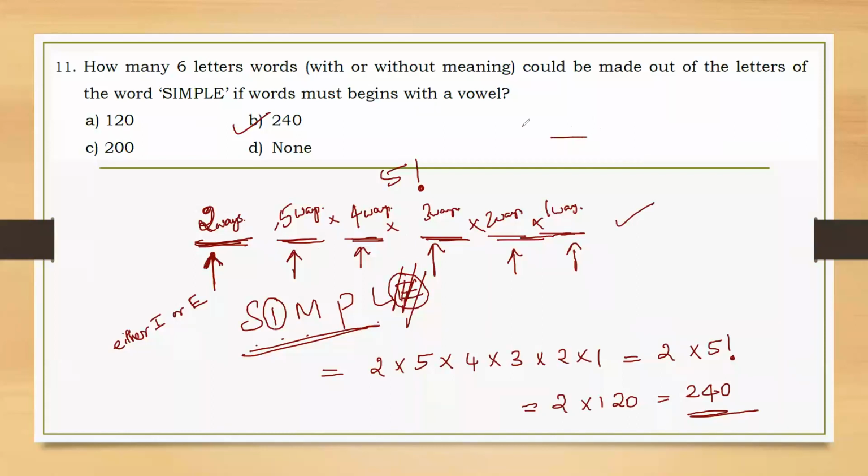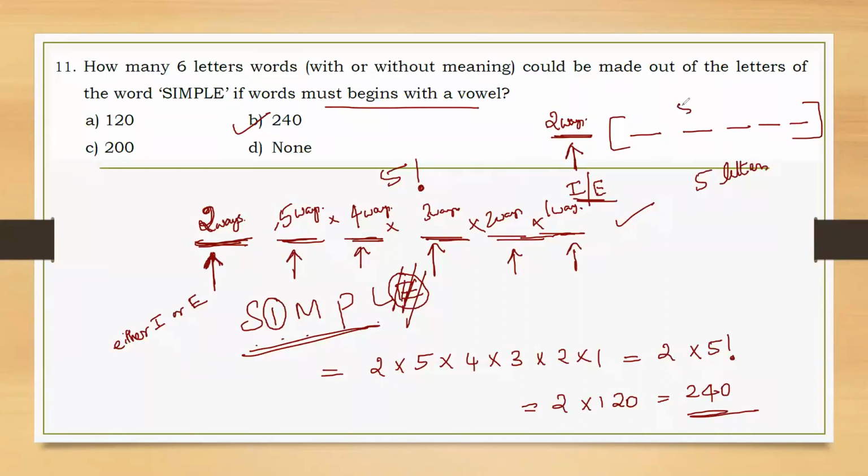You can take any one method. Actually, only the first place has a condition, right? The word must begin with a vowel. The remaining 5 letters have no conditions. So the first place must be filled with either I or E. We have 2 vowels, so we have 2 ways. The remaining 5 letters go in 5 places, which is 5P5, nothing but 5 factorial. So 2 into 5 factorial. You can write it like this or go place by place.